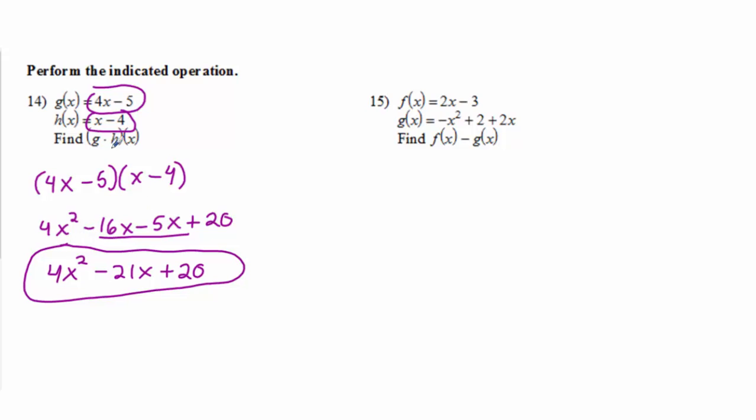Like I said, this x does not mean multiply by x. It means there's going to be an x in my answer. Because sometimes they'll put a number here, which means we'd plug in a number and get just a number as our answer.